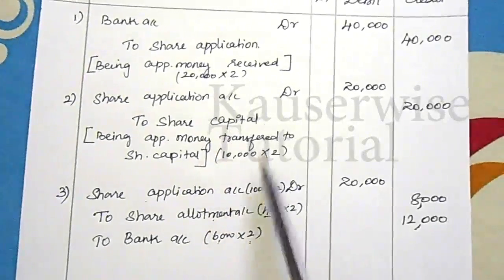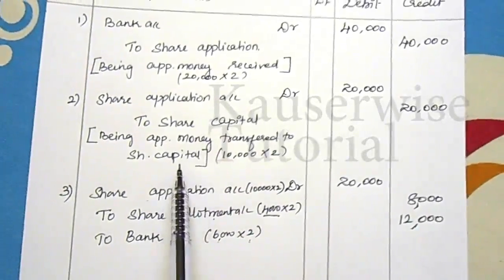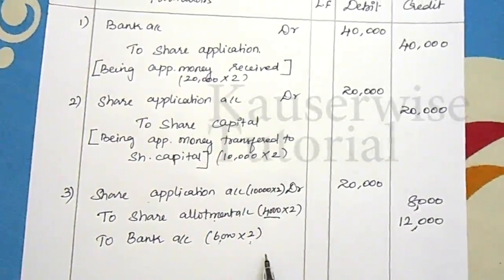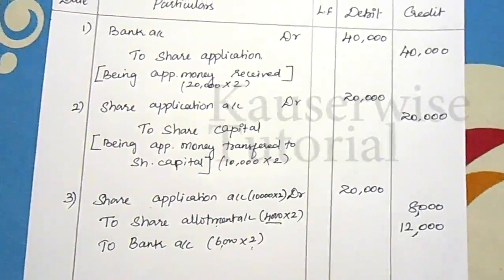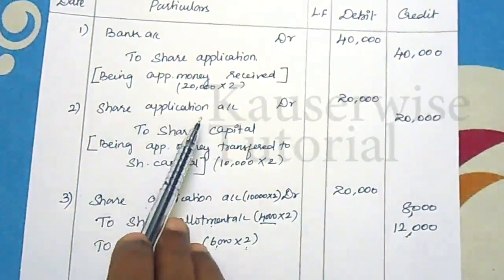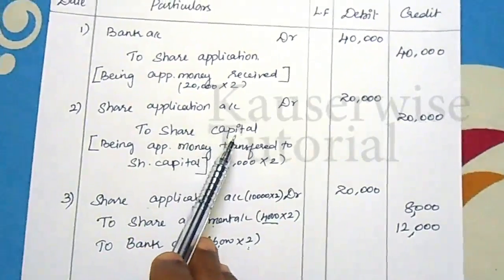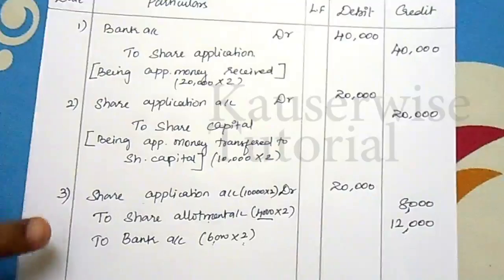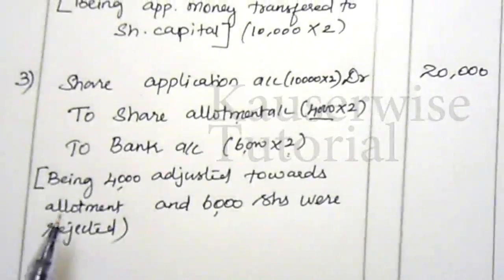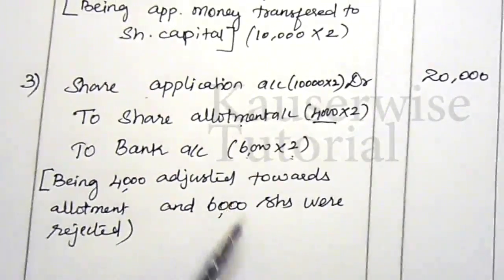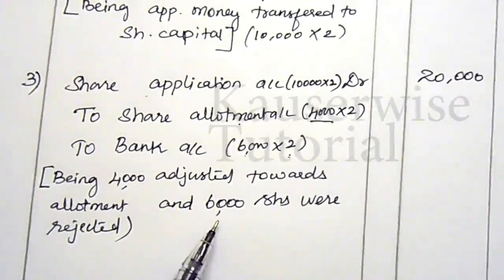Here I have made two entries. One entry for transfer and another entry for pro rata and rejection. So we can make a combined entry also. For both the things you can make one entry. The entry is share application account debit to share capital, to share allotment, to bank. But here I have made two separate entries. Write the narration. Being 4,000 shares adjusted towards allotment and 6,000 shares were rejected.